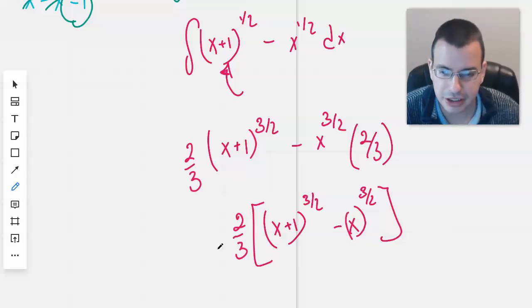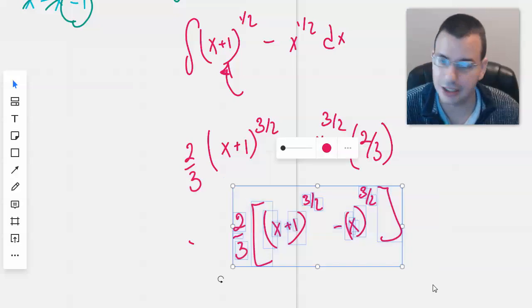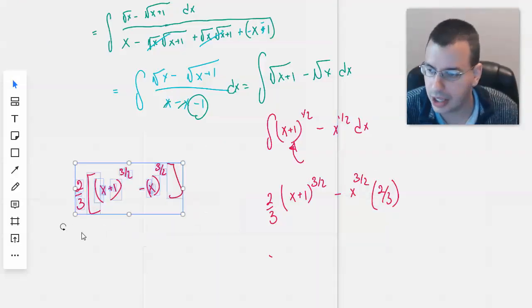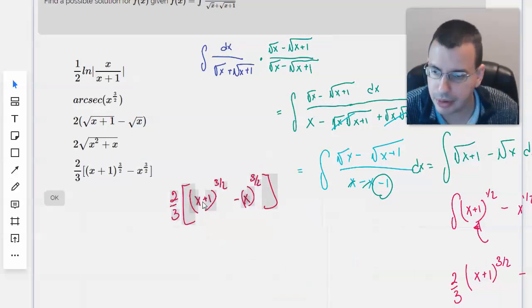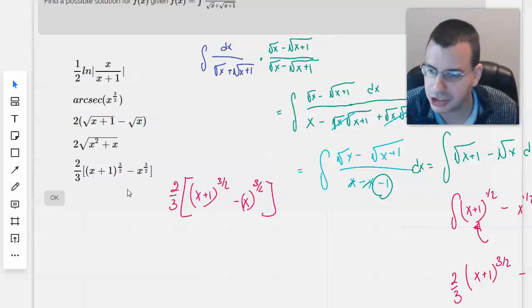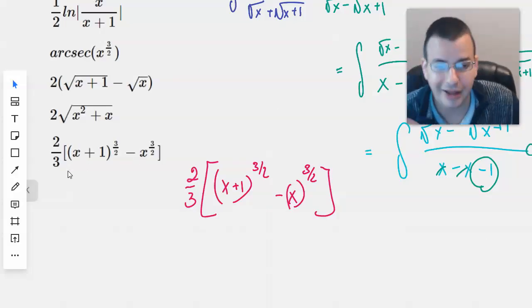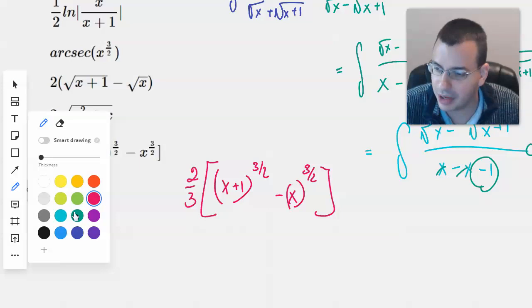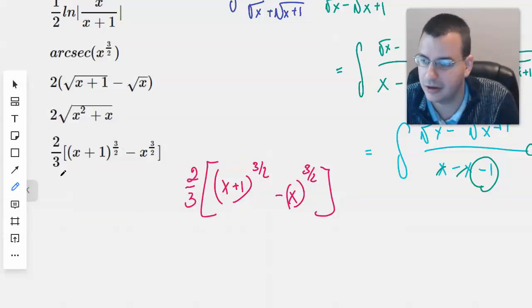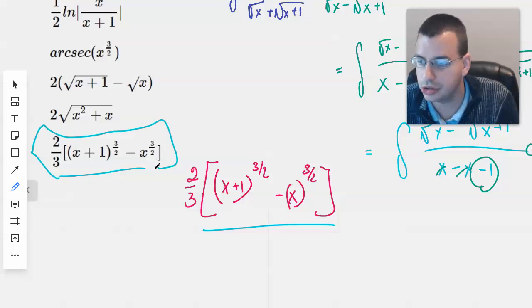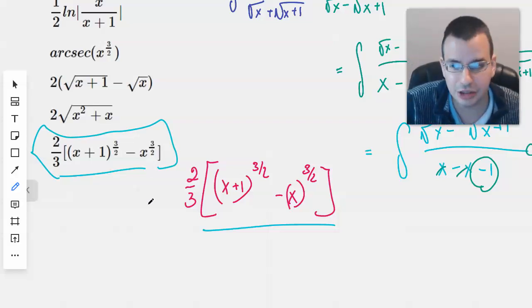Let's see if that's anything close to one of the answers we might have. Straighten it out just to make it look prettier: x plus 1 to the 3/2. Conveniently, it's the bottom one too, so it's easy to see. So the answer is 2/3 times the quantity x plus 1 to the 3/2 minus x to the 3/2.